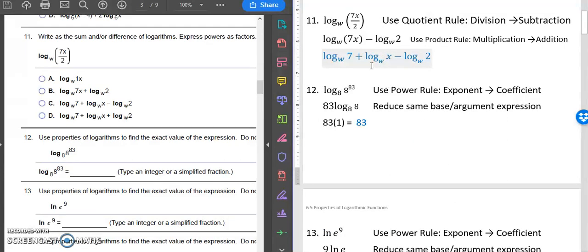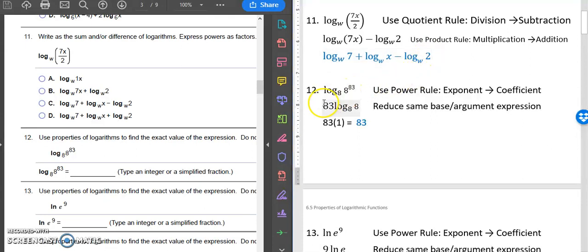For number 11, we have a similar situation. This time we have log base w of 7x over 2. Again, we want to start out with the quotient rule. We'll change the division to subtraction between logarithmic expressions. So we'll have log base w of 7x minus log base w of 2. Now we can use the product rule because we have this 7x over here, which is multiplication. So we'll separate the 7 and the x using addition. So we'll have log base w of 7 plus log base w of x minus log base w of 2.